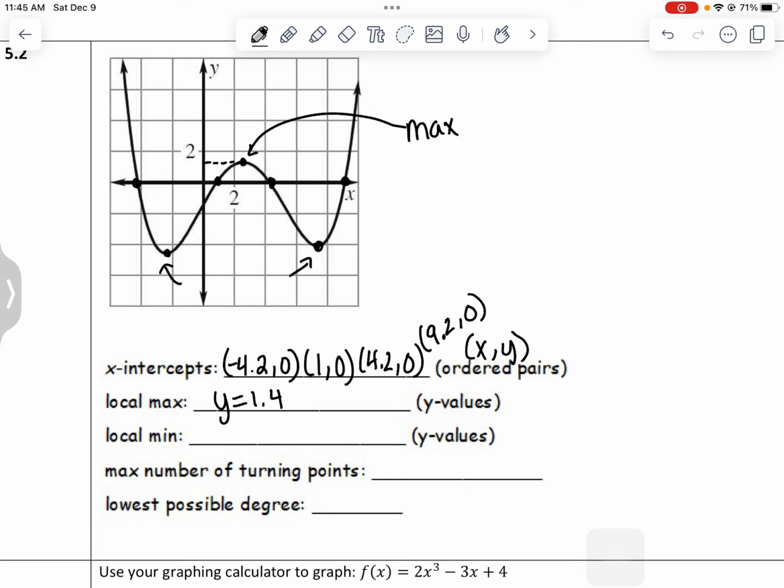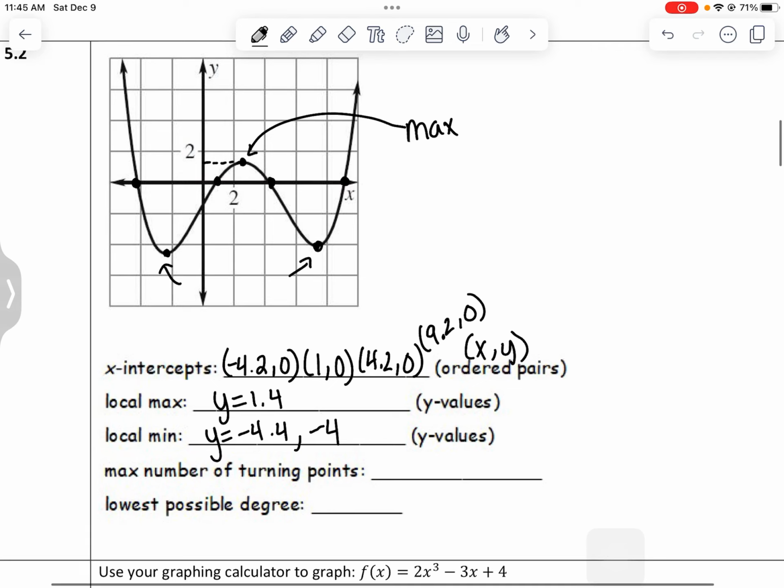So minimum values are the bottom of the hills. These are -2, -4, maybe -4.4 on the left, and then -4 on the right. And so we want to list all of them. And then since there is 1, 2, 3, like a max, 1 max and 2 mins, that means that there was 3 turns.